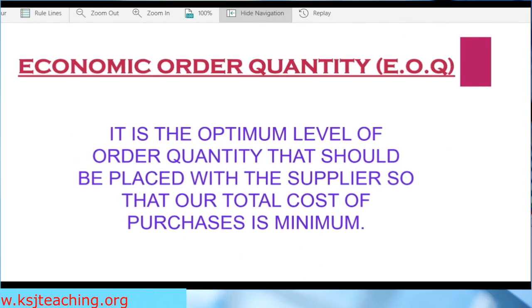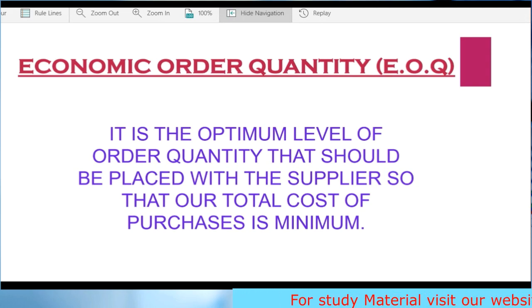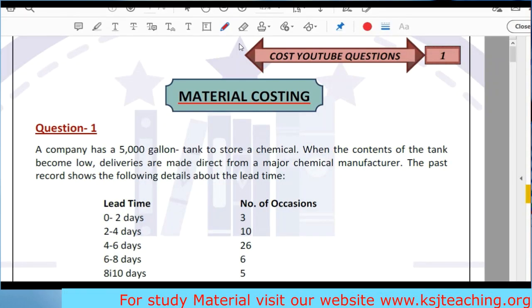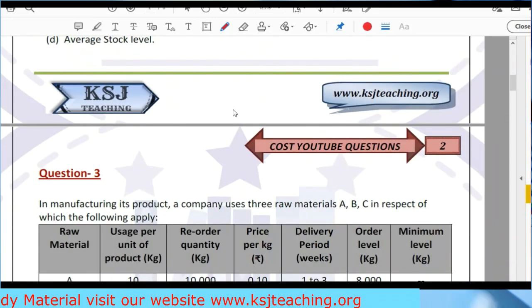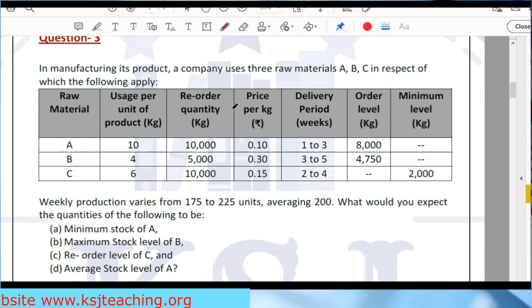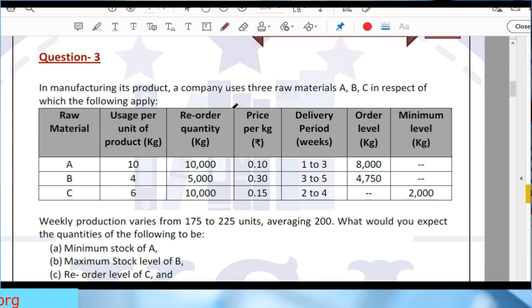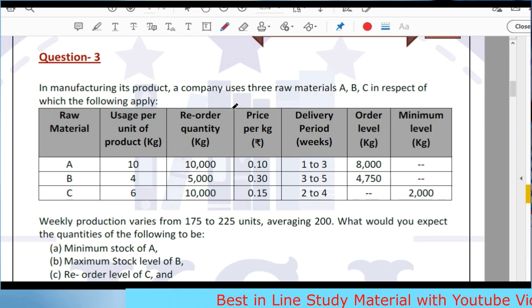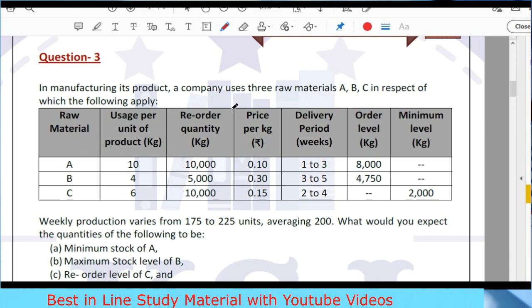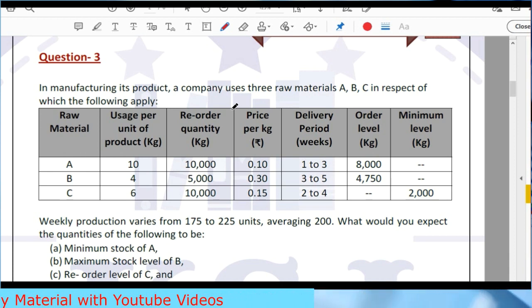Now, we are starting with another very important topic, economic order quantity, or EOQ. Before starting with this topic, there is one question we are yet to do. I told you in the last lecture we'll first do question number 3. It will help in the revision of what we did in the last lecture; it is not related to EOQ. Those who have the handbooks will find it as question number 2 on the second page, material costing. Let's see question number 3.